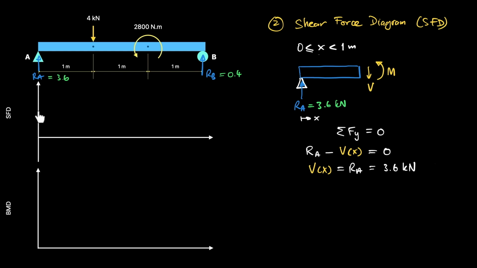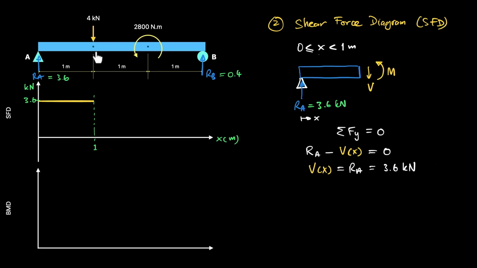Now let's draw this on the SFD, and don't forget to put the unit kilonewton at the y-axis and the unit meter at the x-axis. Let's assume 3.6 kilonewtons is here. Then from 0 to 1 meter, the shear is constant at 3.6 kilonewtons.